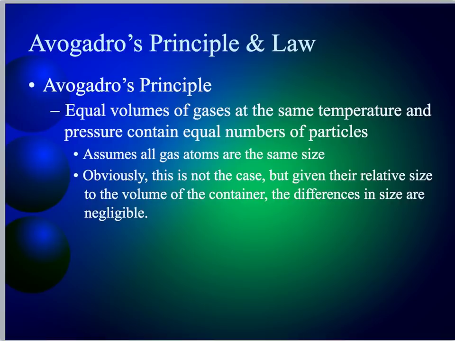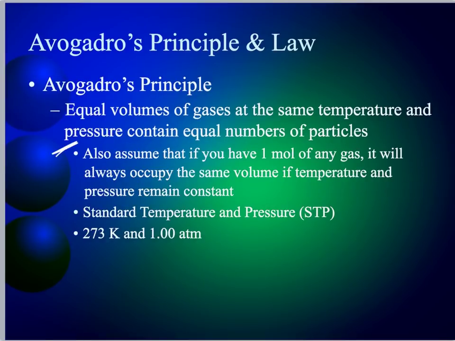So far, the variables we've talked about are pressure, volume, and temperature. Now we're going to introduce moles into these equations. We should always assume that if you have 1 mole of any gas, it will always occupy the same volume if the temperature and pressure remain constant. That is actually really convenient. It doesn't matter what the gas is made out of. As long as it's a gas at the same temperature and pressure, it'll have the same volume.